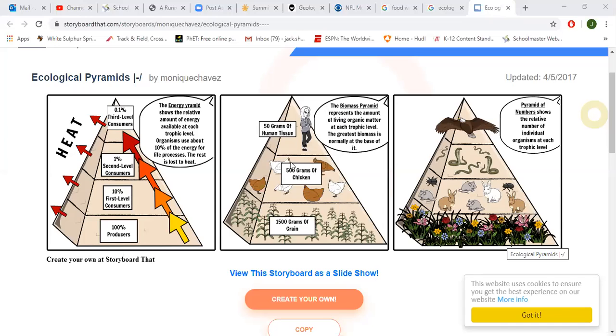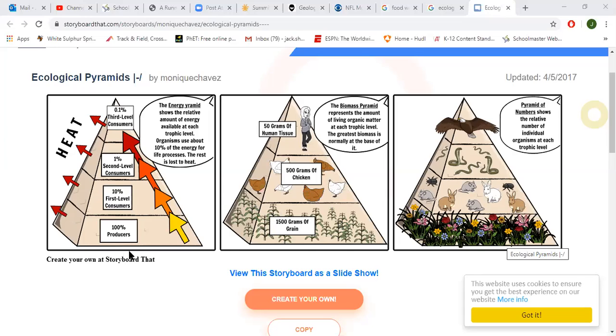Then we're going to have our biomass pyramid, this one in the middle. This represents the amount of living organic matter at each trophic level. The greatest biomass is normally at its base. Okay, so again, if you have 1,500 grams of grain, that should be able to support about 500 grams of chicken, which should be able to support about 50 grams of human tissue, okay? Chickens need to eat more grain, and then humans need to eat more chicken, okay? So it's less per step.